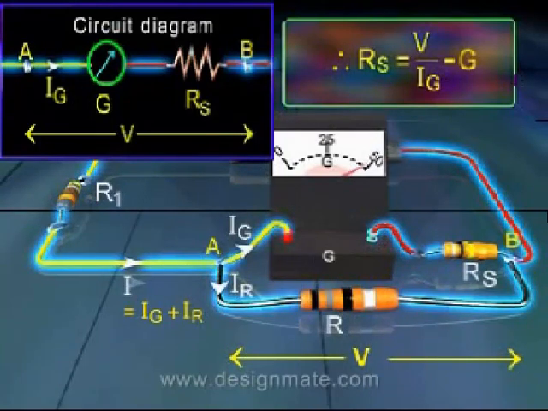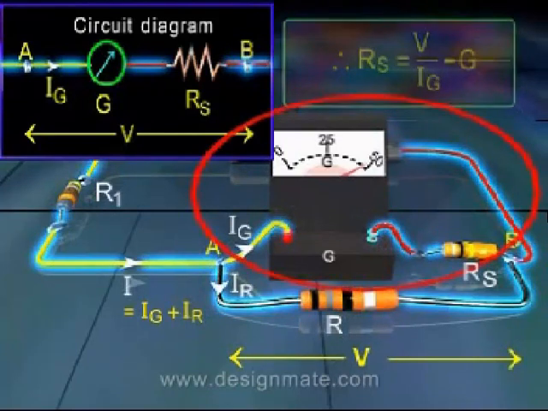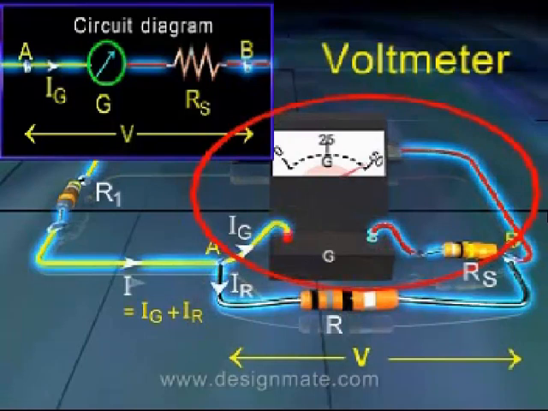Connecting a resistance of this value in series with the galvanometer will give a voltmeter, which will give a full-scale deflection for a voltage V across its terminals. It can then be suitably calibrated.